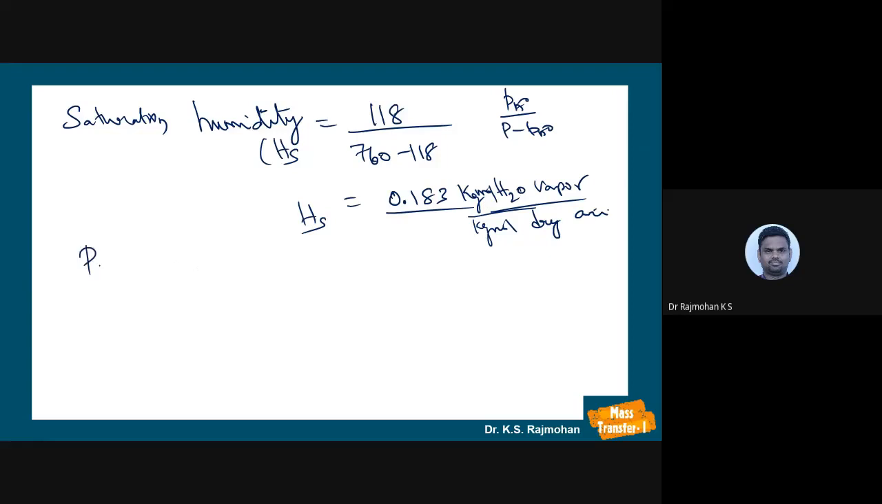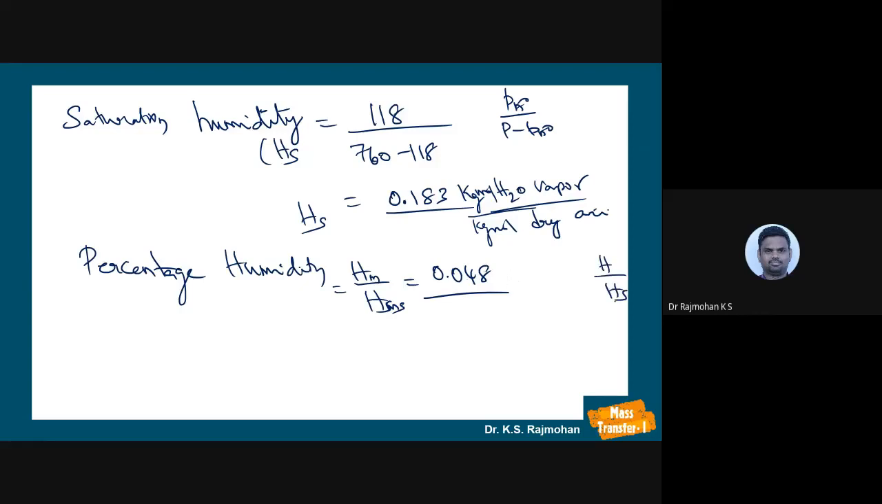And we can determine what is percentage humidity. What is percentage humidity? It is H by Hs. Both should be in same units. Okay, so here we had Y dash. So what is the value? We have 0.048 as the molar humidity. Let me write Hm by Hm saturation. You can even do it in terms of absolute humidity also, but here we do it in terms of kg moles. You can do it in terms of kg also. So it is either H by Hs or Hm by Hms.